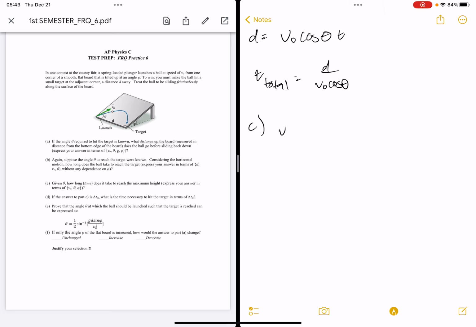So they want us to find the time it takes to reach max height. We can use VFy equals V0y plus a y t, to find VFy when it reaches the max height. We know that at max height, VFy will equal 0 because it reaches the top and then it'll start going down. So you change the sign, as it hits 0. So we set that equal to 0. So 0 equals V0y plus a y t.